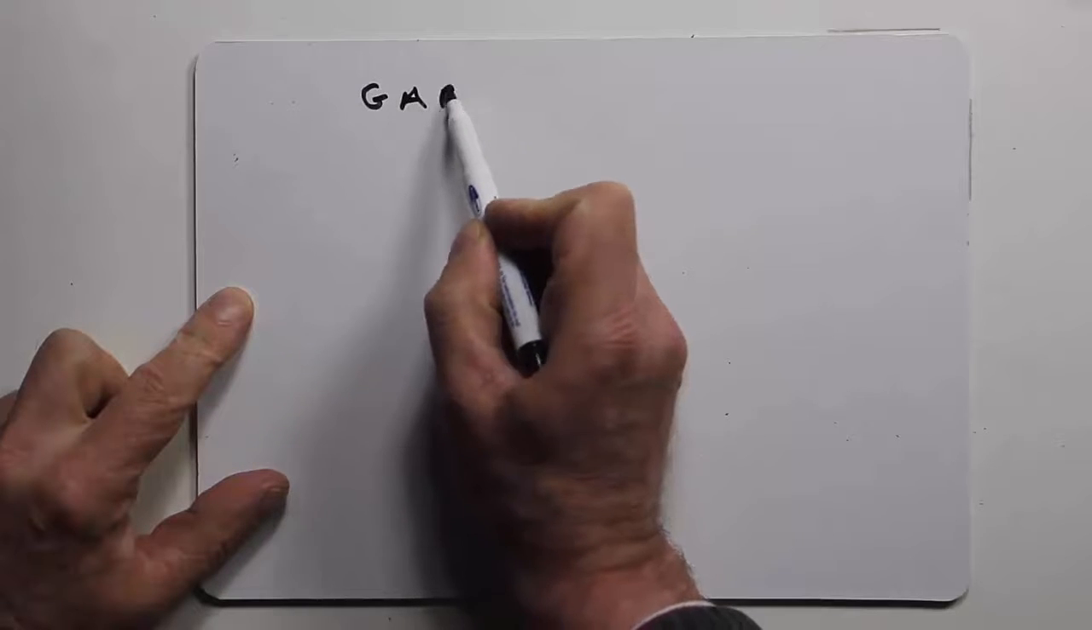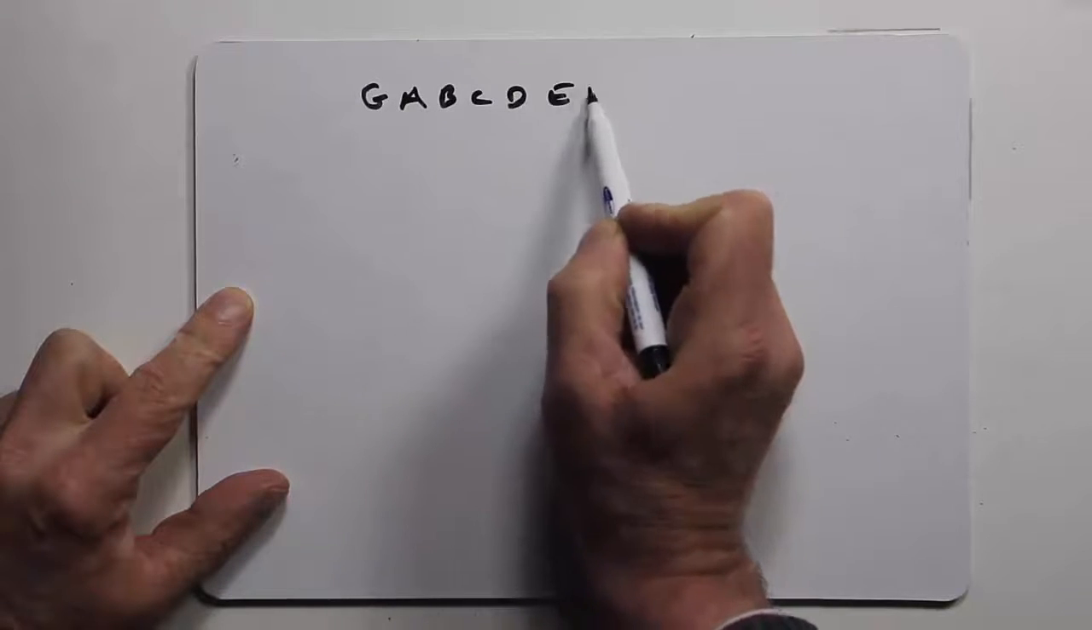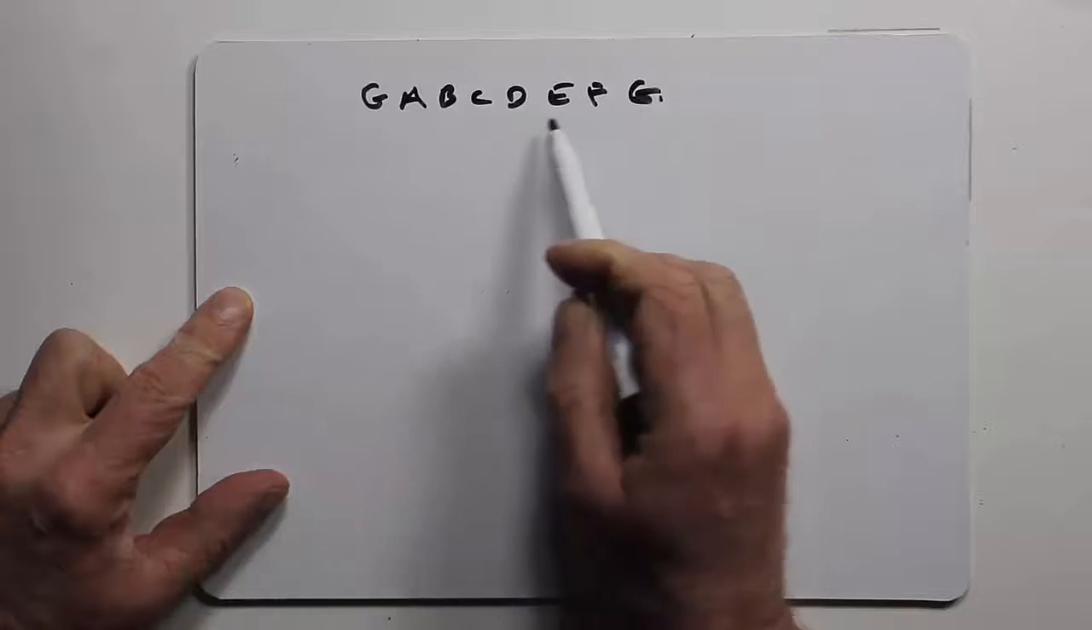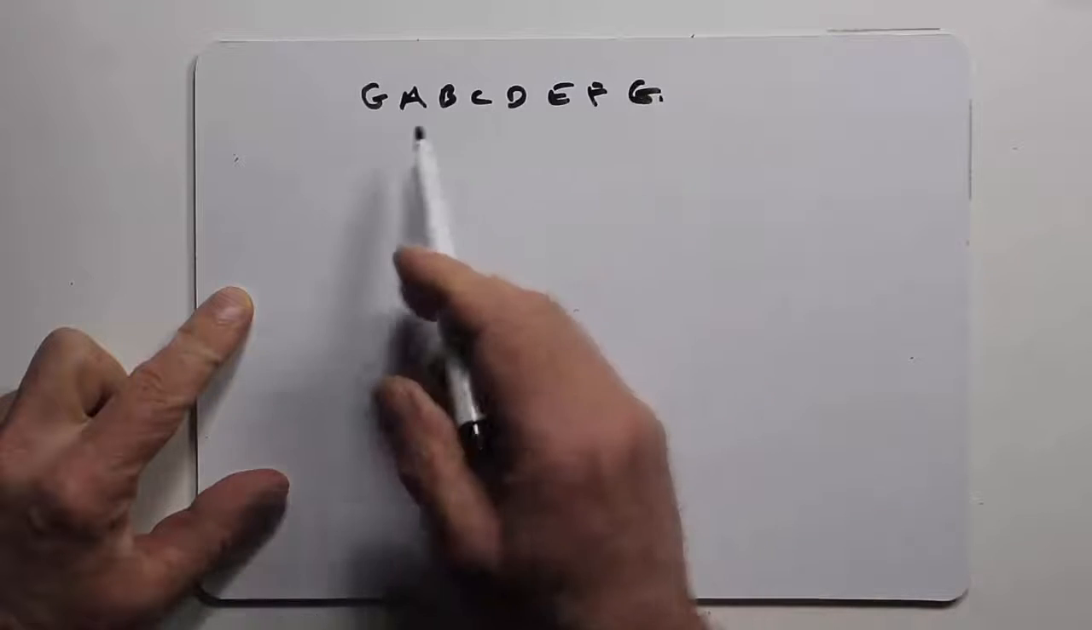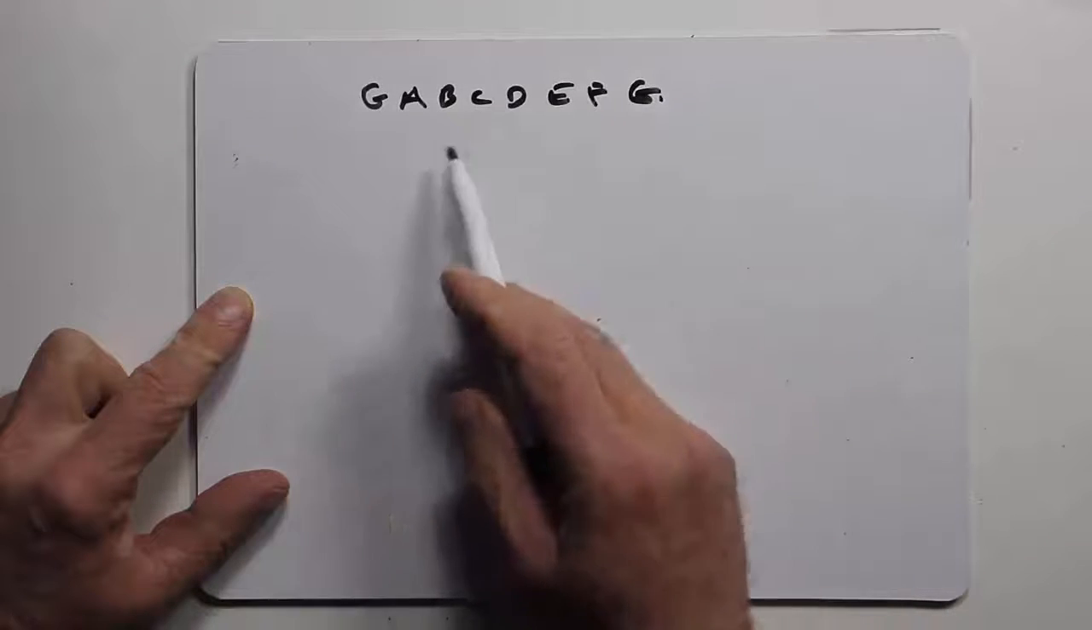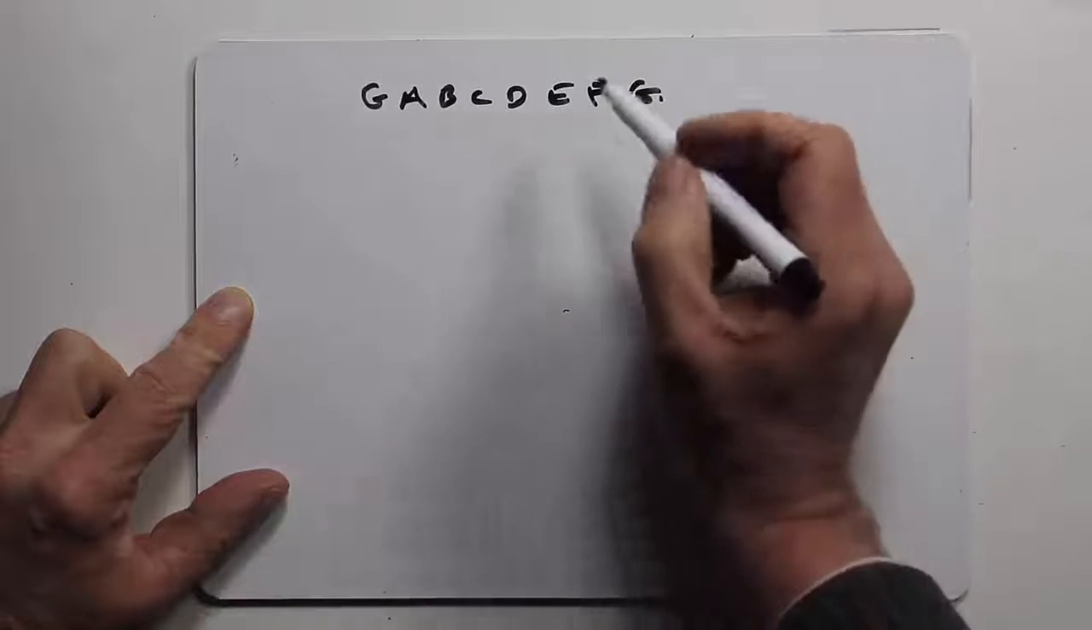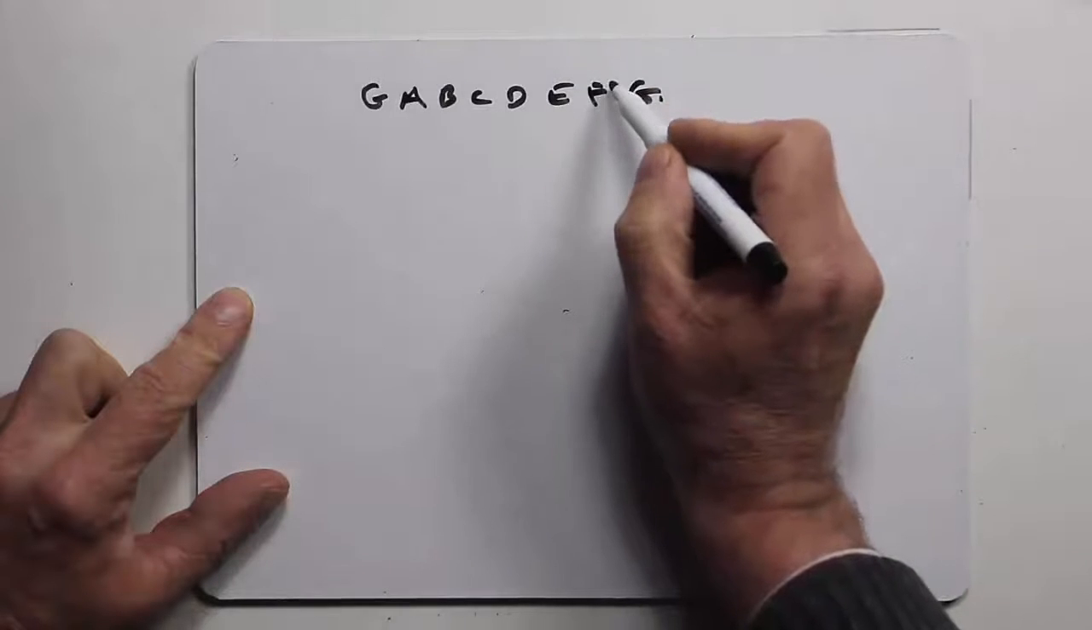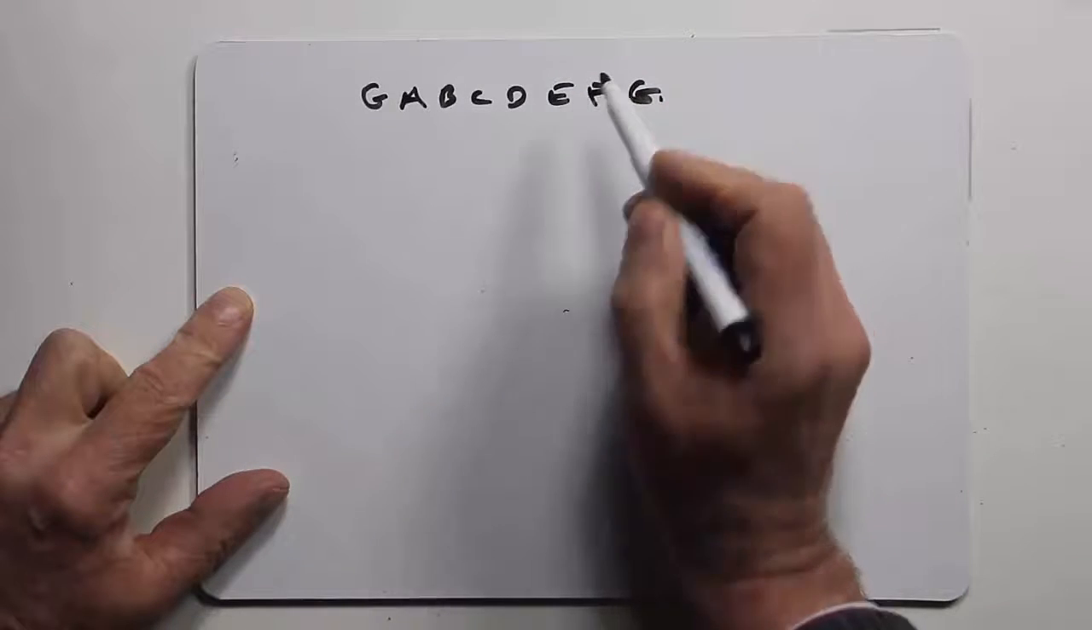G, A, B, C, D, E, F, G. It's a Mixolydian scale in the key of C, right? But he calls that a dominant scale, so that would be G dominant scale. It's got this flattened F. Instead of F sharp as in the major scale, it's got that flattened F.